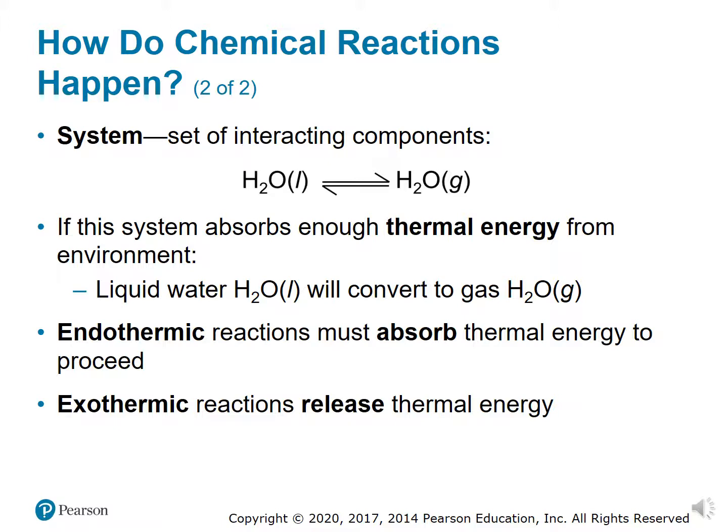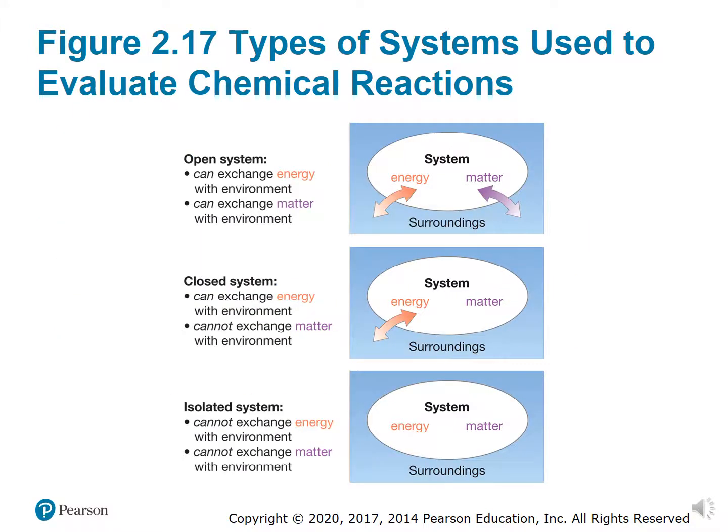So we have 2 types of reactions. We can have endothermic reactions or exothermic reactions. Endo means in, and thermic means energy. It must absorb thermal energy for the reaction to proceed. In exothermic reactions, exo means like exit. Energy is being released, so it releases thermal energy. In this figure 2.17, it shows you the movement of energy in an open, closed, or isolated system.